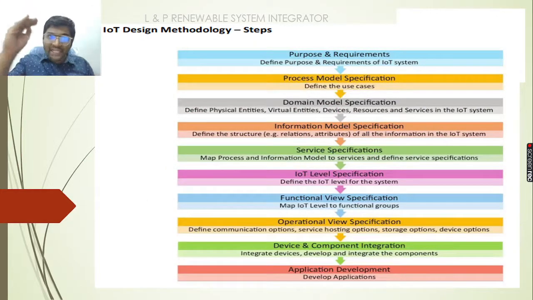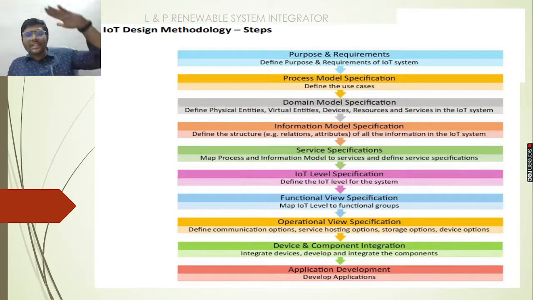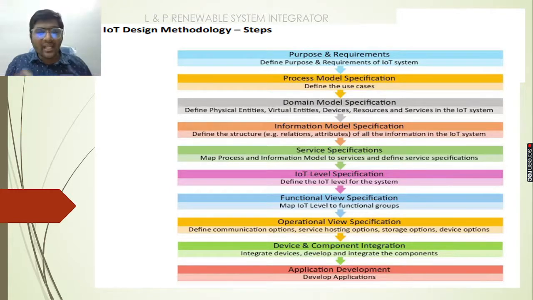If you get into the design methodology, the first most important step is the purpose and the requirement. Defining the purpose and requirement is very important for the IoT system. Next is the process model specification, which defines the use cases. The third most important thing is the domain model specification, where physical entities, virtual entities, devices, and resources come in. The next step is the information model specification, which relates to attributes.